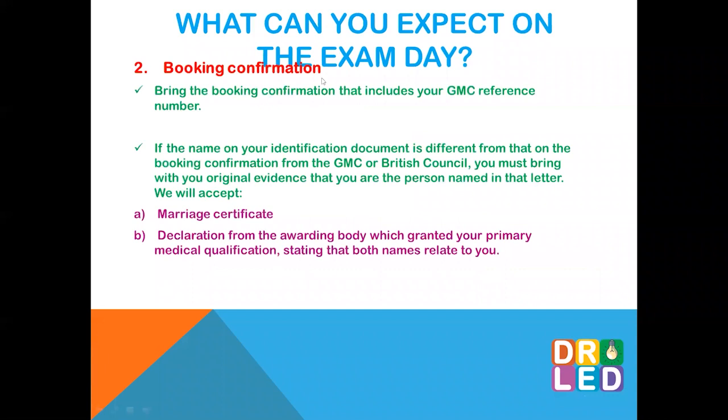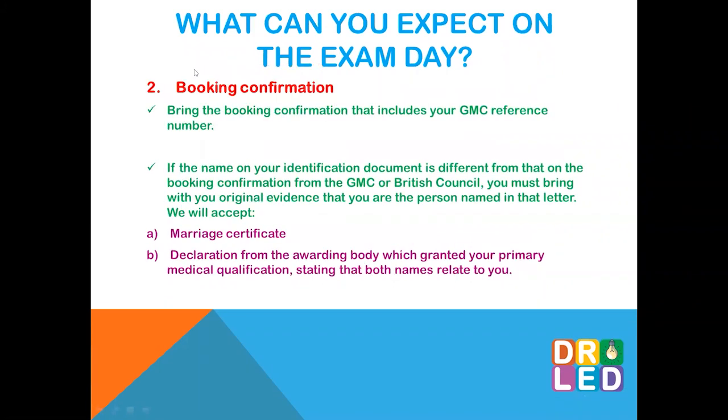You need also to bring with you the booking confirmation. Bring the booking confirmation that includes your GMC reference number. If the name on your ID is different from that on the booking confirmation from the GMC or the British Council, you must bring with you original evidence that you are the person named in that letter. We will accept a marriage certificate, or a declaration from the awarding body which granted your primary medical qualification, stating that both names relate to you. So booking confirmation is really important together with your ID.